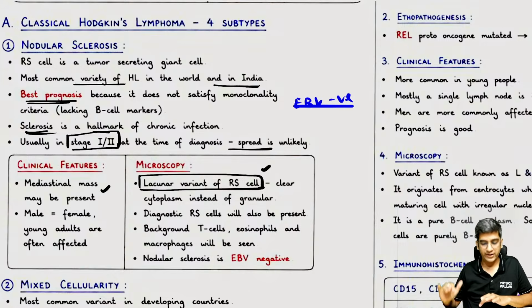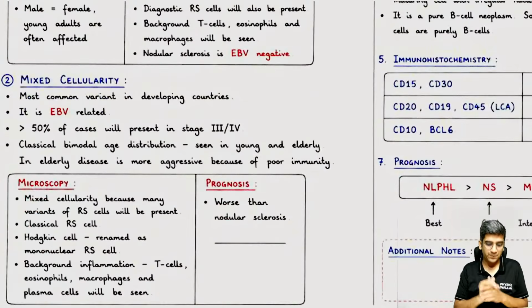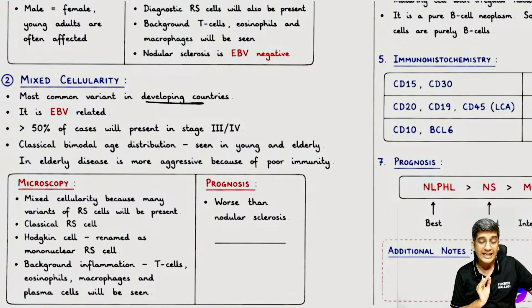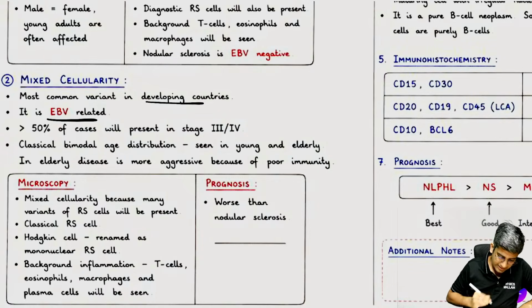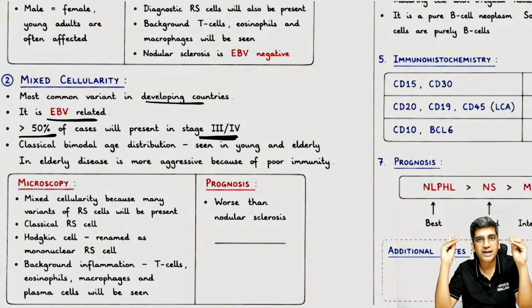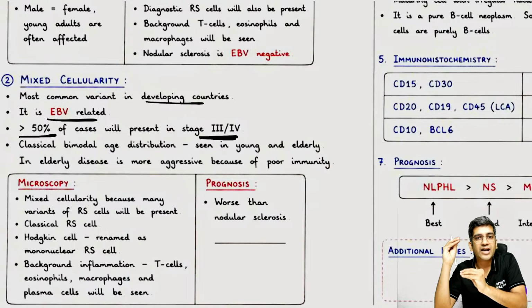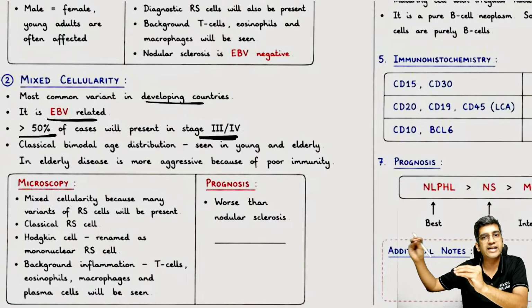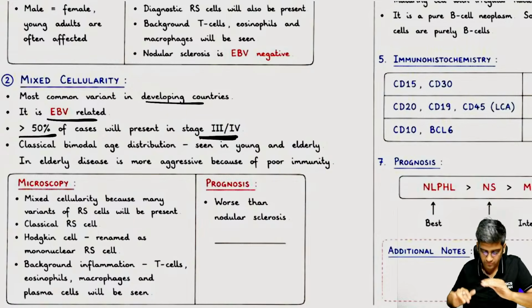For all the variants. Next is mixed cellularity. It is common in developing countries. With respect to this, India is not a developing country. In India, we have developed at least with respect to Hodgkin's lymphoma. Fine. It's EBV related. More than 50% of the cases are seen in stage 3 and stage 4. Don't memorize. It's a statement that when a country is developing, healthcare is not that great. I cannot identify early. I will always identify in the terminal stage. That's why they are picked up most in stage 3 and stage 4 cases, right?